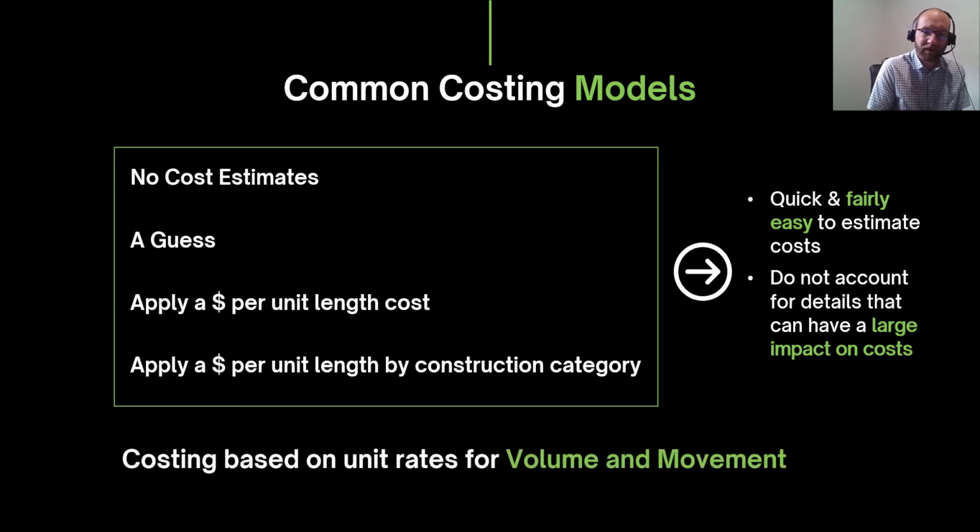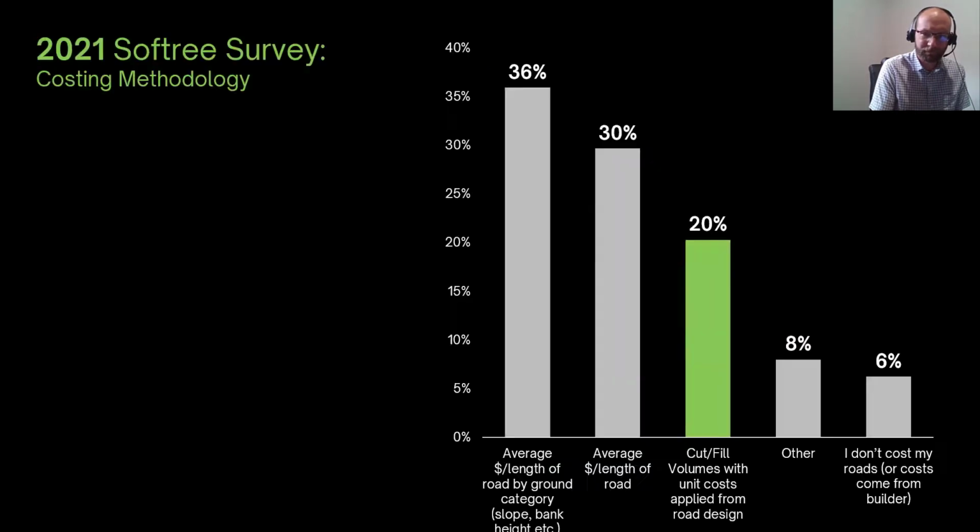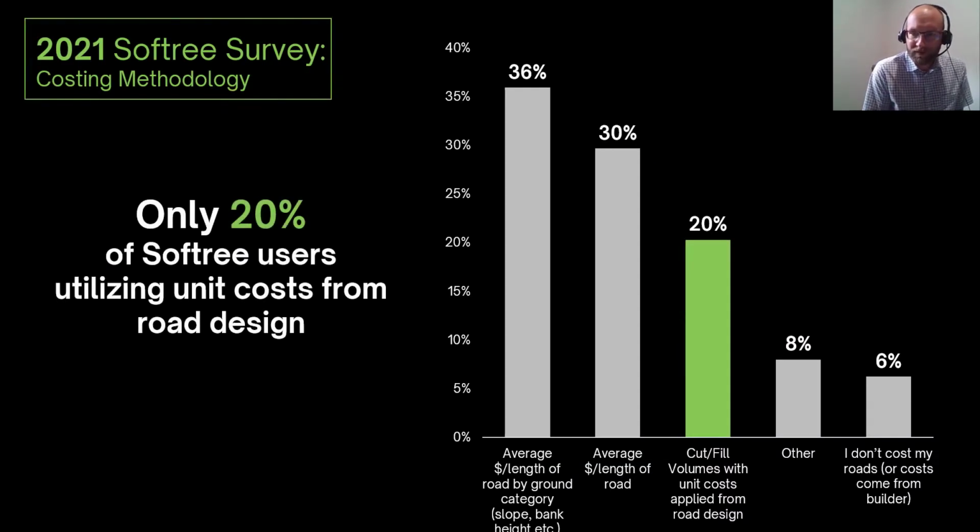So the final traditional costing method is costing based on unit rates for volume and movement. I'm going to refer to this as an engineer's cost estimate, or ECE. I'm sure it's referred to in other terms depending on your location or your field. But we'll call it an ECE for the rest of this presentation. We recently conducted a survey. Only about 20% of companies used volumes and unit costs to develop their road cost estimates. That's likely due to the effort that's required using traditional workflows.